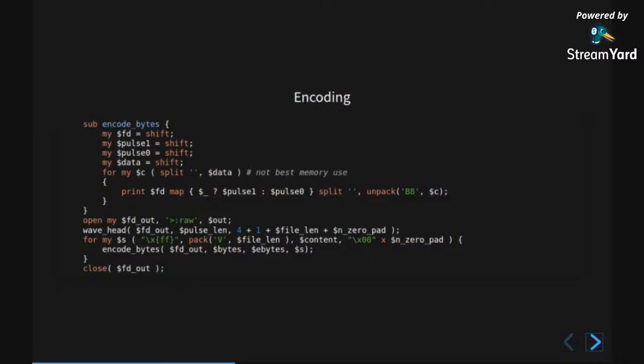So the Perl code to write out the data and the header, it's all pretty simple in Perl. I didn't do it the most efficient way, but it works. It's good enough for a proof of concept.